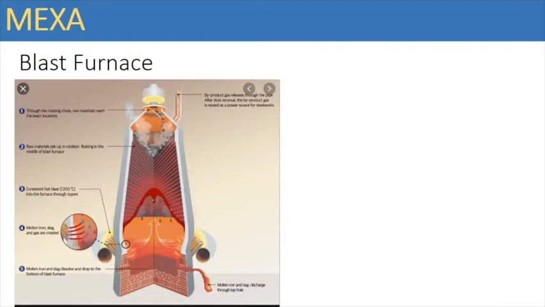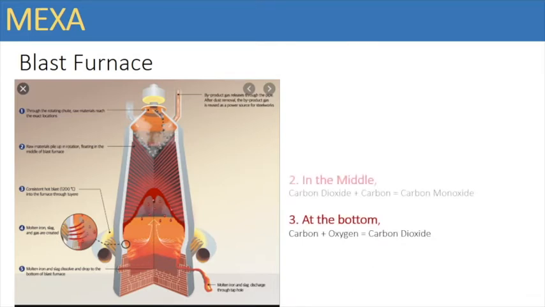At the bottom, carbon reacts with oxygen to give carbon dioxide. In the middle, carbon dioxide reacts with carbon to give carbon monoxide. And at the top, iron oxide reacts with carbon monoxide to give iron and carbon dioxide.